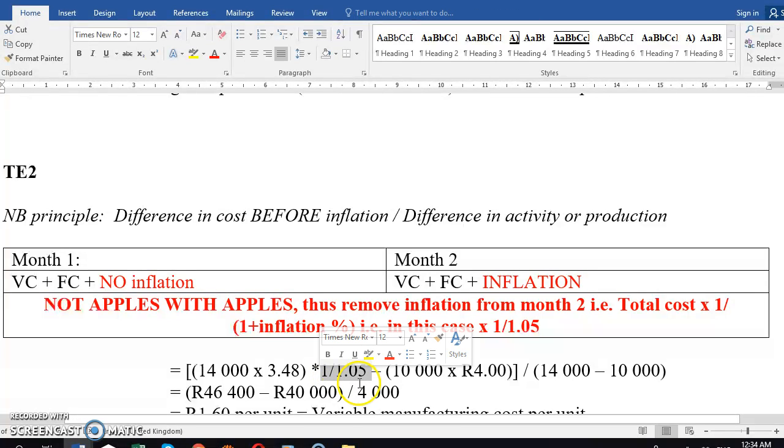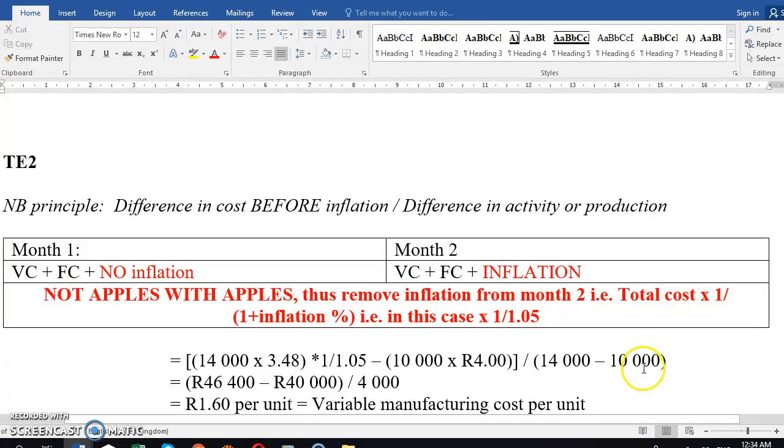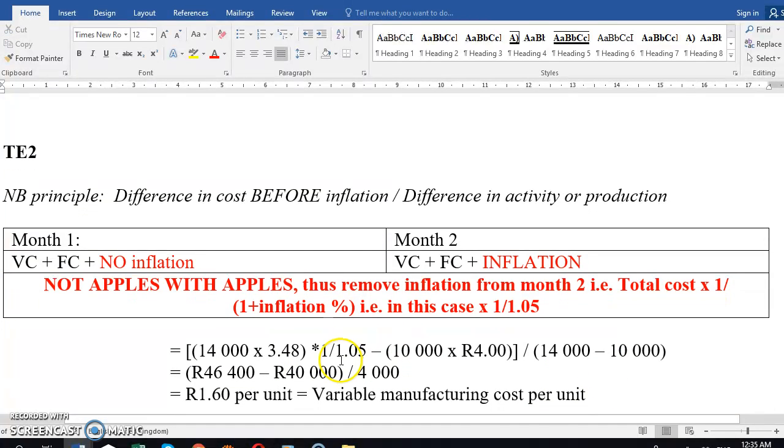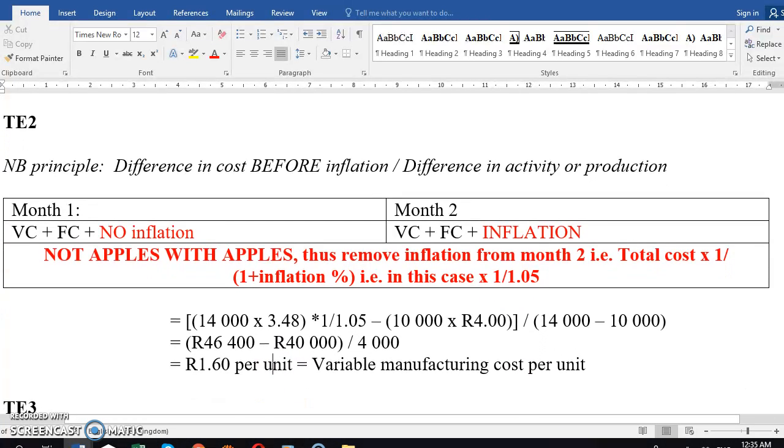1 divided by 1.05, because the 5% comes to 0.05, and that gets divided by the difference in units. Remember, the principle here is difference in cost before inflation divided by difference in activity. If we apply the 1.05 there, these amounts will all be before inflation, and the difference in activity is the 14,000 minus the 10,000. That gives you the 46,400 less 40,000, divided by the 4,000 units, and that will give you 1 Rand 60 per unit, which is what the high-low method enables us to do.